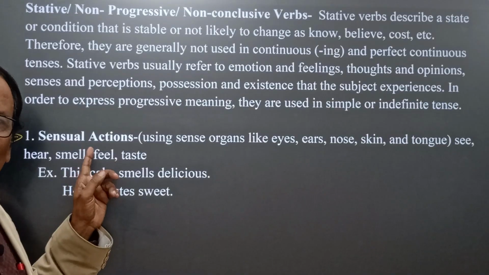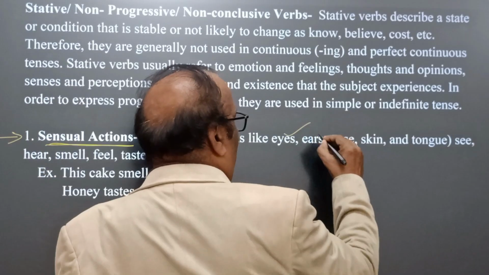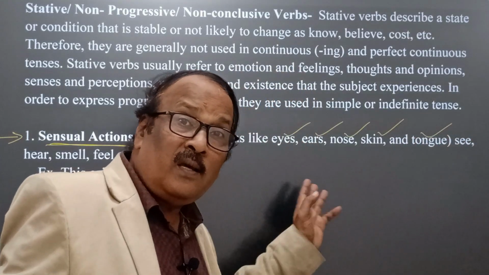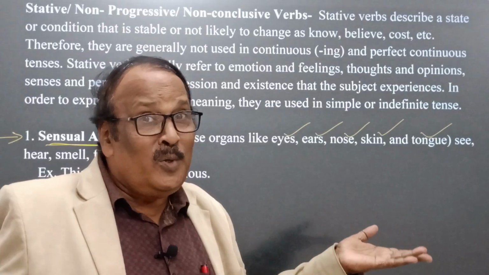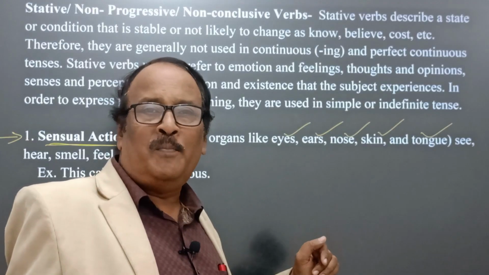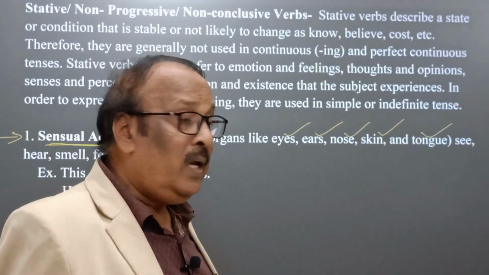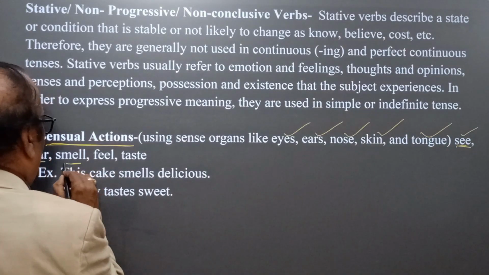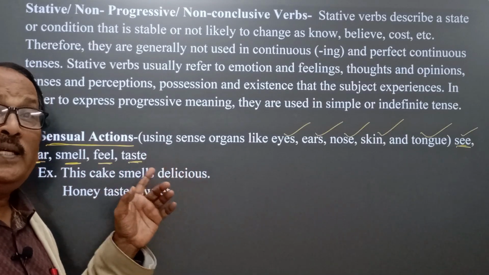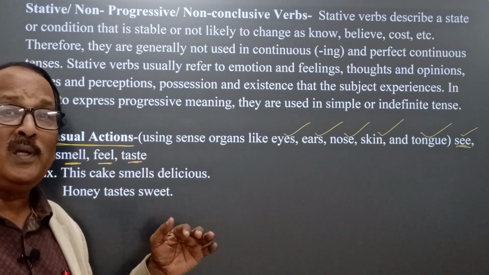Come to point 1, sensual actions, using sense organs like eyes, ears, nose, skin and tongue. These are the 5 sense organs, as we know. Whenever we want to use these stative verbs, usually the ing verb is not used. See, hear, smell, feel, taste. These five stative verbs expressing sensual actions are not usually used in progressive aspects.